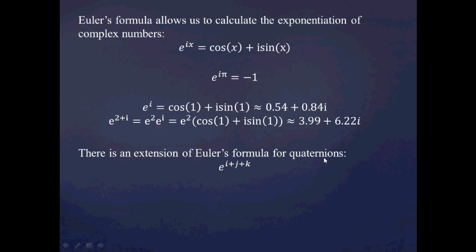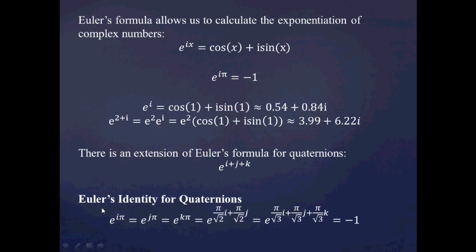And what that's going to allow us to do is calculate things like e to the i plus j plus k. And what I'm going to do is give you the tools to demonstrate an extension of Euler's identity for the Quaternions. And that's going to say that e to the i pi, e to the j pi, e to the k pi are all equal to minus 1, along with a couple others.